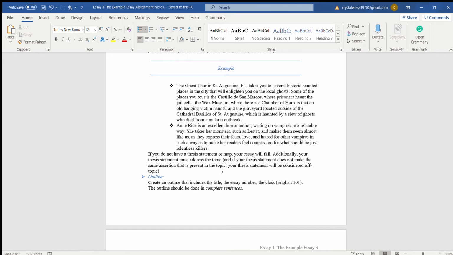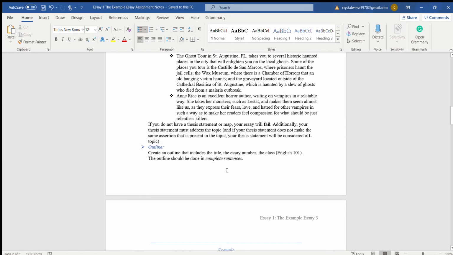Anne Rice is an excellent horror author. I don't know why I can't say those two words together very well. Writing on vampires in a relatable way. She takes her monsters, such as Lestat, and makes them seem almost like us, as they express their fears, love, and hatred for other vampires in such a way as to make her readers feel compassion for what should be just relentless killers. If you do not have a thesis statement or map, your essay will fail.